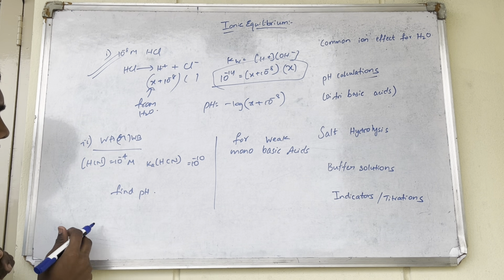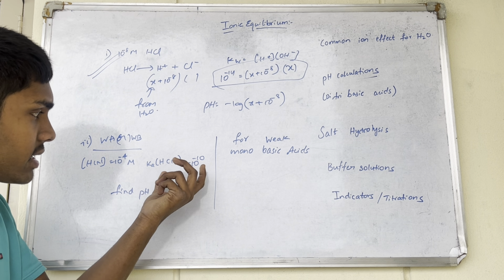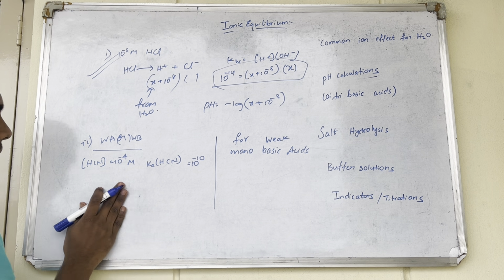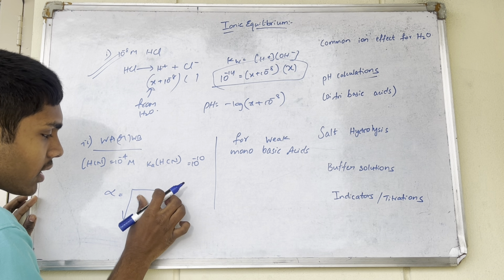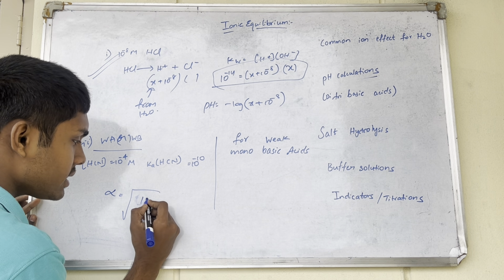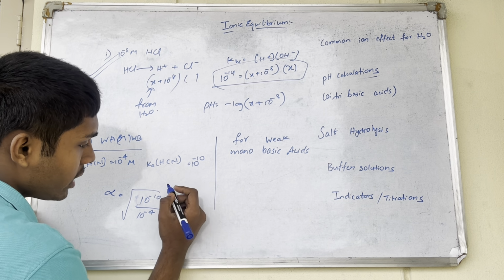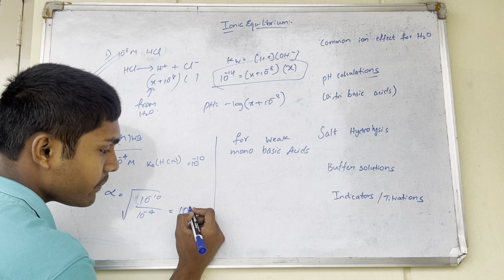Now weak acid or weak base, for anything. I have taken an example. Suppose HCN is 10 raised to minus 4 molar and Ka of HCN is 10 raised to minus 10. And they are asking to find the pH. Simple. Before, I said alpha equal to root Ka by C naught, correct? Ka is 10 raised to minus 10 and C naught is 10 raised to minus 4, which is going to be 10 raised to minus 6, root 10 raised to minus 3.